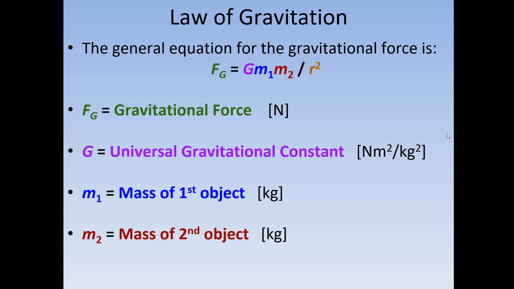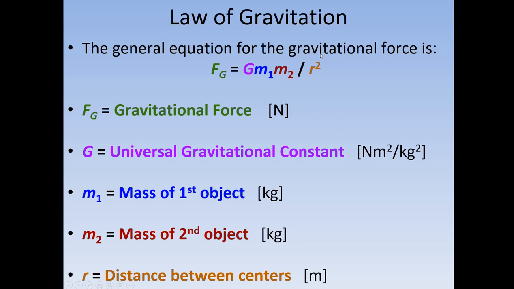M1 and M2, really straightforward. Those are the mass of the two objects that we're dealing with. Both of them are still going to be in kilograms. So M1 could be the mass of the Earth, M2 could be the mass of the Moon. Now you should know from algebra that because these two things are being multiplied, it doesn't matter which one's which. If M1 is the Earth and M2 is the Moon, you get the same number as if M1 was the Moon and M2 was the Earth. Because 2 times 3 is 6, but 3 times 2 is also 6.